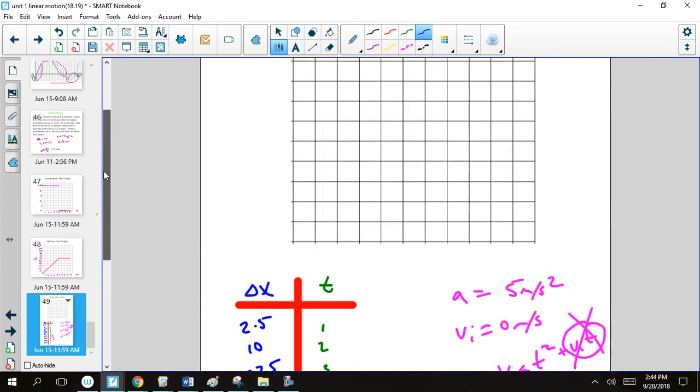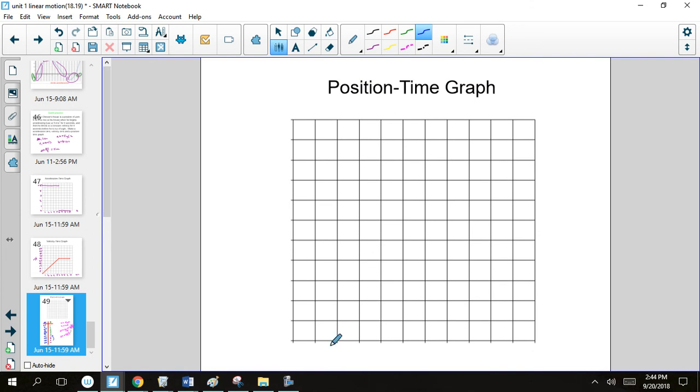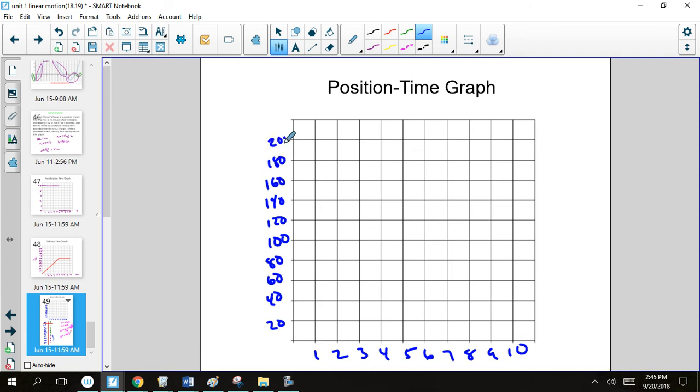So going back over here, we still have the same amount of time. 1, 2, 3, 4, 5, 6, 7, 8, 9, 10. But now we need to go all the way up to 200. So roughly by 20. So 20, 40, 60, 80, 100, 120, 140, 160, 180, 200, 220.